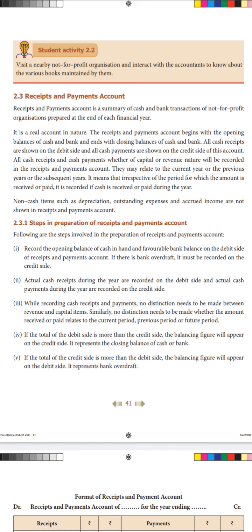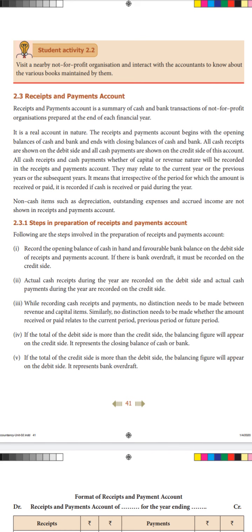Next is the steps in the preparation of receipts and payments account. First is always to record the opening balance of cash in hand and cash at bank in the debit side of your receipt and payment account. At times you may even have a bank overdraft. If you have a bank overdraft balance, in that case you will enter this opening balance in the credit side. That's the first part.